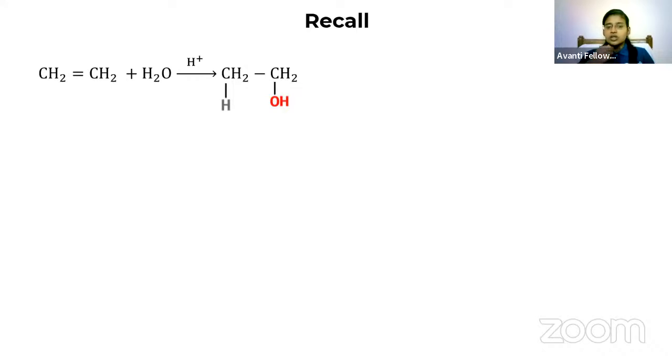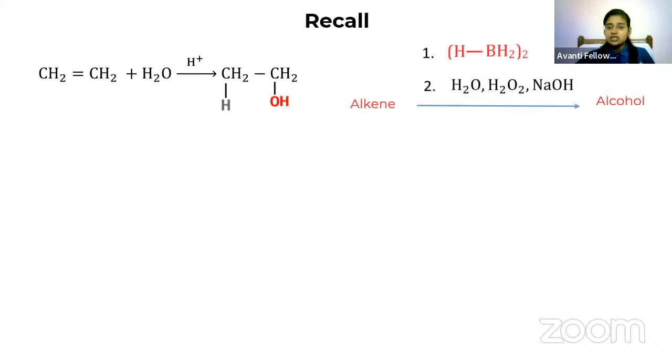There were 3 methods of preparation of alcohol. The first method of preparation of alcohol is from alkenes. From alkenes, we have prepared in 2 ways. The first one is acid catalyzed hydration. Using an acid and water, we added the water molecule to the alkene and prepared the alcohol. The second method is hydroboration oxidation, where we used B2H6 and H2O, H2O2 as the reagents. This is the first method of preparation.